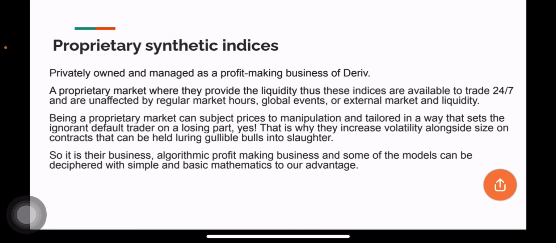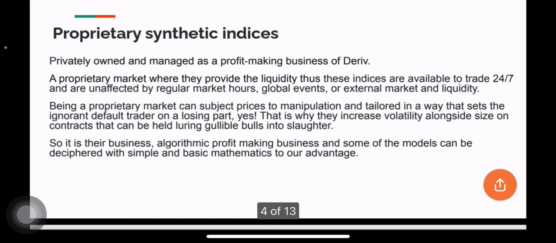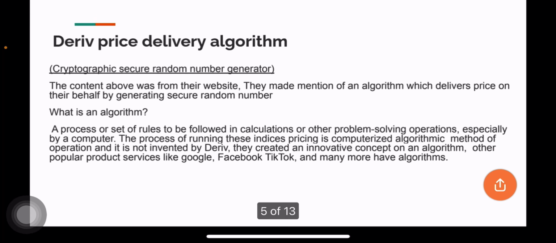So that is why you see by the default framework, volatility increases alongside sizes of contracts to be held, and this can actually be detrimental for traders who don't know their way. So it is their business, a private business, an algorithmic business. They make profits from it, and with simple mathematics, we will be able to decipher some of the models that this business operates on.